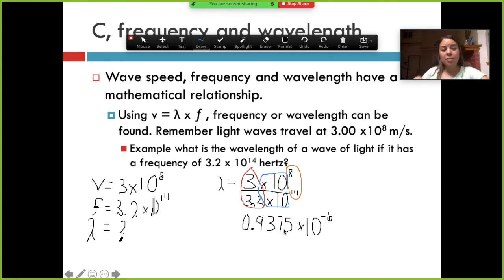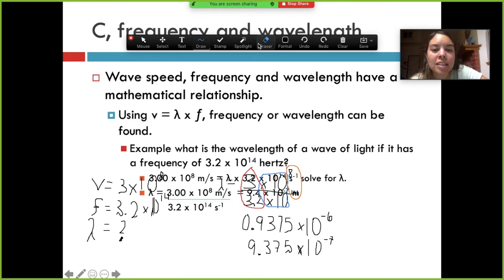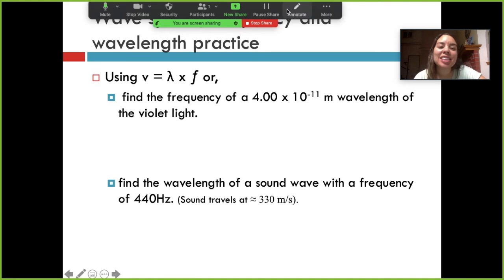Now, if you just want to make it prettier and you want to move the decimal to the right hand side, that means that it would take a lot more to be able to get there. So if I want to put this number as 93.75 times 10 to the negative 8, both of these numbers are the exact same number. They just have the decimal points in a different place, but they are the exact same thing. So either of those answers is correct. So let's do problem 2.